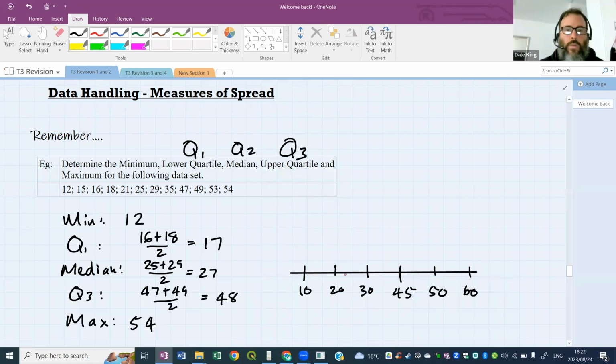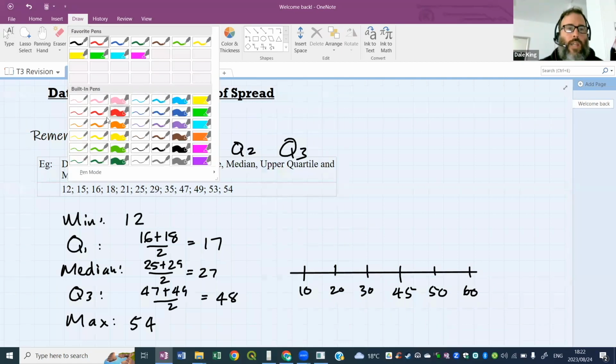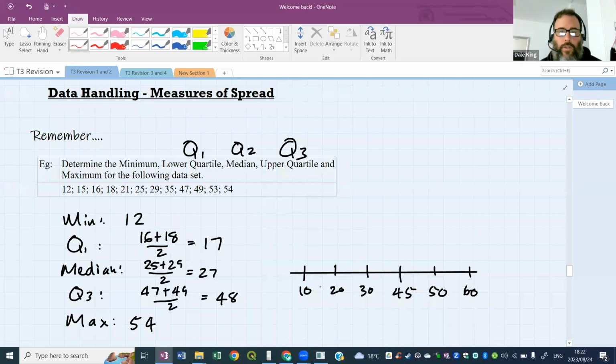And what we do now is we draw up and we take our 5 numbers and we plot them on this ruler. So the minimum is 12, which will be about here. The Q1 is 17, which would be about here. Median is 27, which will be about here. Upper quartile, Q3 is 48, which would be about here. Then the maximum is 54, which would be about here.